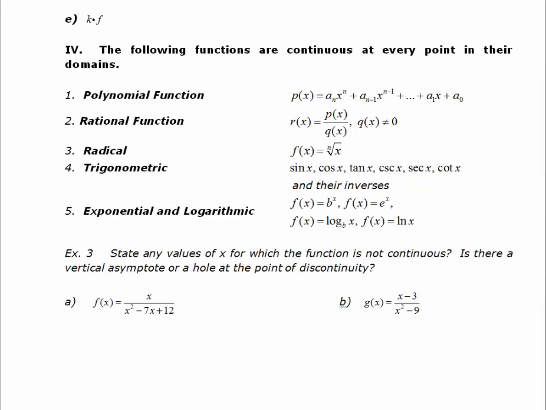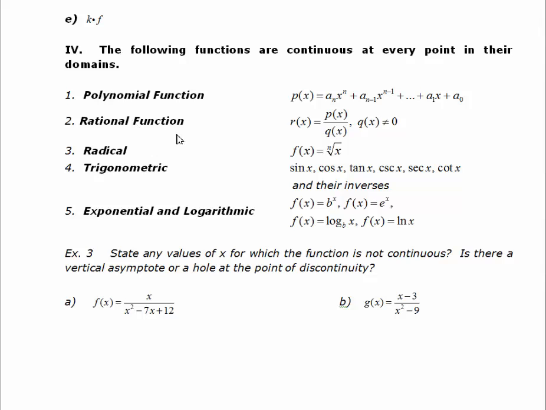Okay, now we have the following functions are continuous at every point in their domain. When you think of domain, one of the reasons we leave values out of a domain is if the function is a quotient, you have 0 in the denominator, also with logarithmic functions. But polynomial functions are continuous for all values in their domain, and their domain is all real numbers.